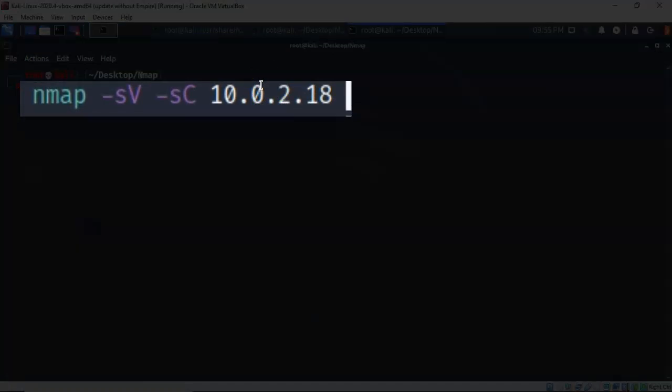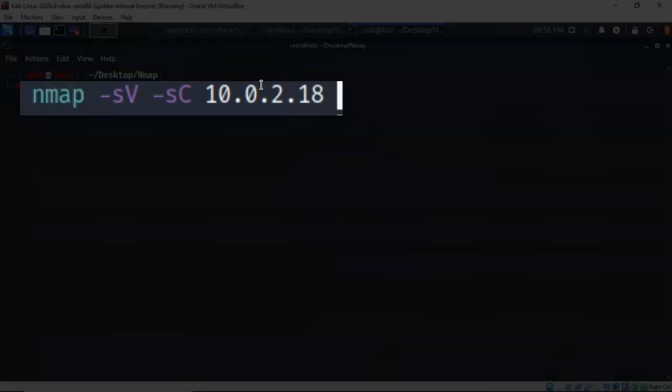So at my prompt, I've typed in nmap, given it a space, and -sV. I am looking for the different services that are running on my target, but I also want to know what version they're running. I've given it another space, a dash, an s and a C, and I'm wanting it to use the Nmap scripting engine and run the most common default scripts against this target. Let's go ahead and hit enter.